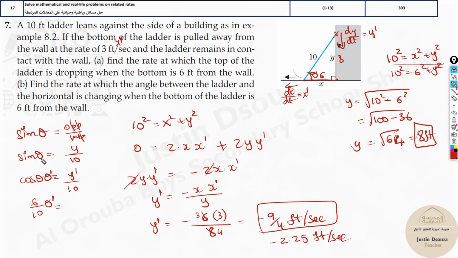Why are we doing this? To find the rate of the theta, right? Rate of angle. So the derivative of sine theta would be cos theta into theta dash, by implicit derivation. Here cos theta is 6 by 10, adjacent by hypotenuse. And what is y dash value? We just now found it, right? It is negative 2.25, or you can just write it as negative 9 by 4 into 10. Now this goes to the other side. So theta dash will be minus 9 by 4 into 10.